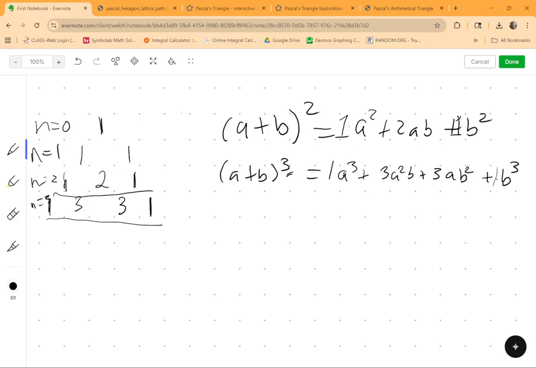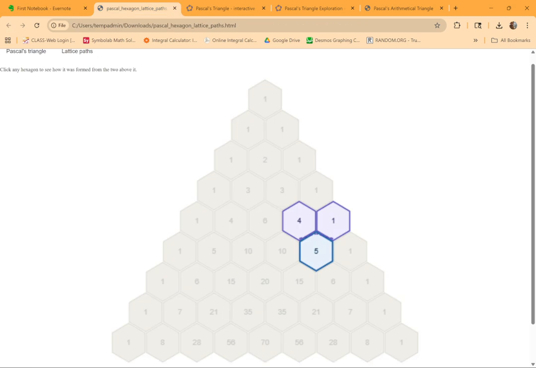So if you needed to do something like A plus B to the 5th, right? You can do that very easily here, like looking at this one, the triangle here, 0, 1, 2, 3, 4, 5, right? So these would be the coefficients. 1, 5, 10, 10, 5, 1.